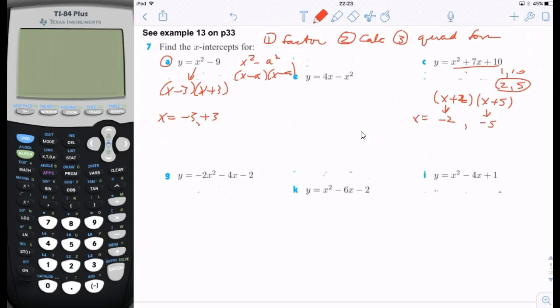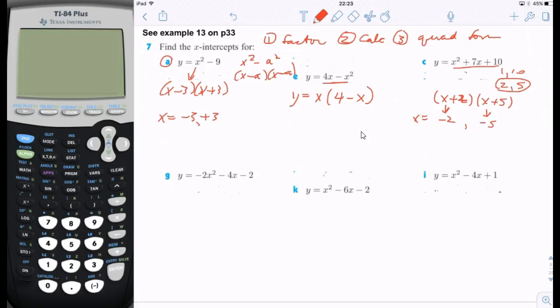All right, let's move on to E. 4x minus x squared. You're looking at this, and you're like, this is a weird quadratic equation that only has 2 terms. Where's the constant term? Well, that actually makes it easier for us. If we factor this one, we'll factor out the x, and we'll end up with x times 4 minus x. Do you see how factoring out the x gives us that?